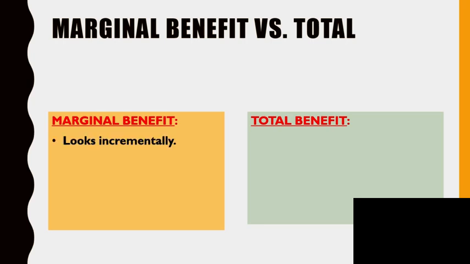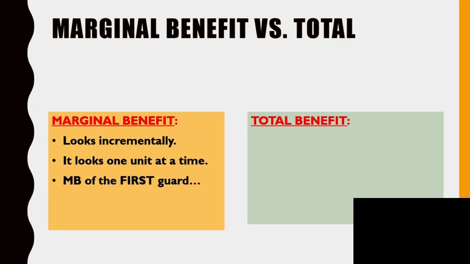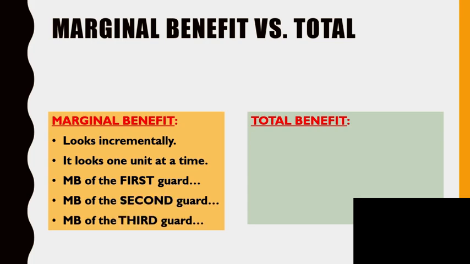Now, remember that marginal benefits looks incrementally at the margin. We're talking about incremental changes. So marginal benefits, we're looking incrementally. We're looking 1 unit at a time. So in this case, we would be asking about the marginal benefit of just the first guard and the marginal benefit of just the second guard and the marginal benefit of just the third guard. So incrementally, just the first, just the second, just the third.